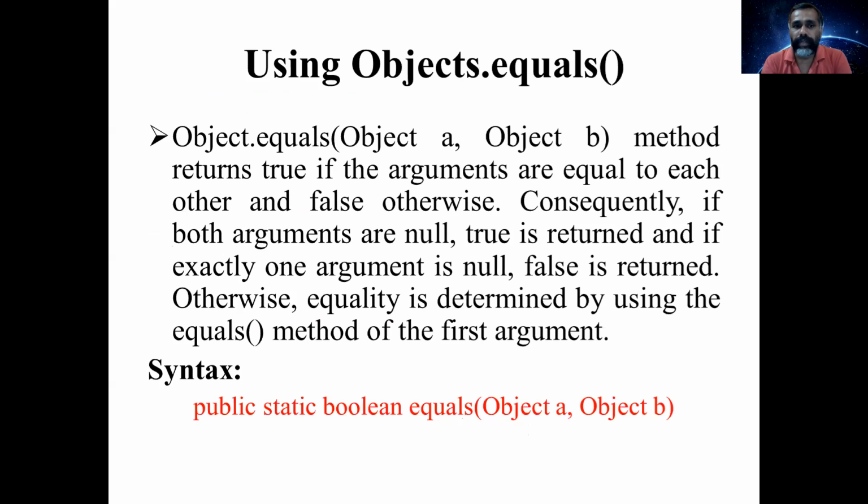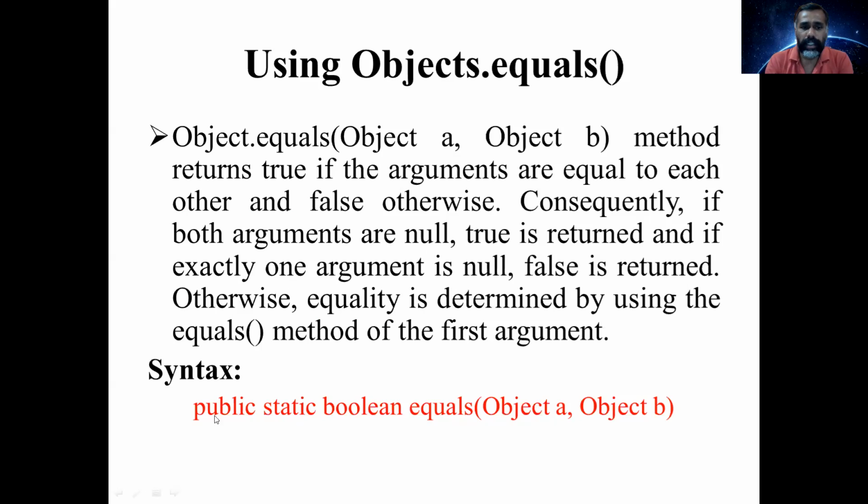Using Object.equals. This is one more method for comparing two objects, that means two string objects. So let us see Object.equals of object A, comma object B. This is a method which returns true if the arguments are equal to each other and false otherwise. Consequently, if both arguments are null, true is returned, and if exactly one argument is null, false is returned. So if the two object values are null, it returns true. And if any one object is null and another is not null, then it returns false.